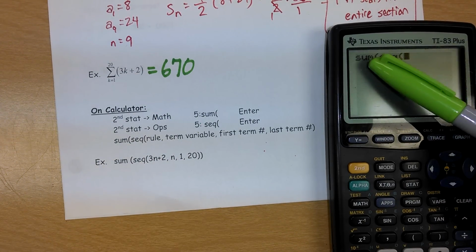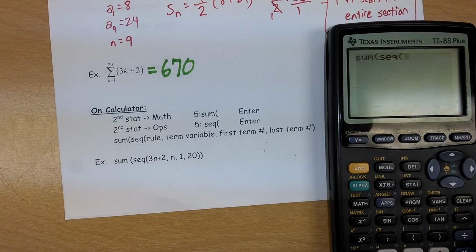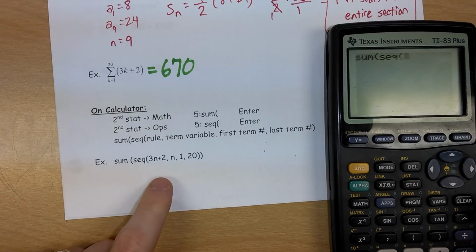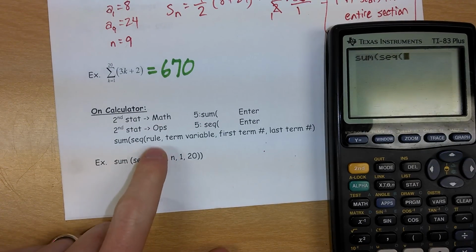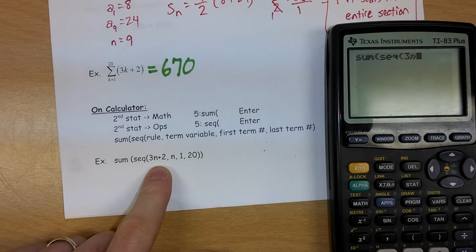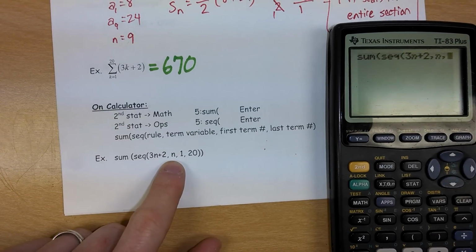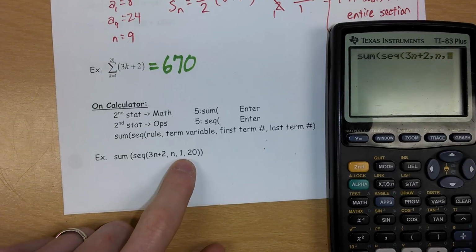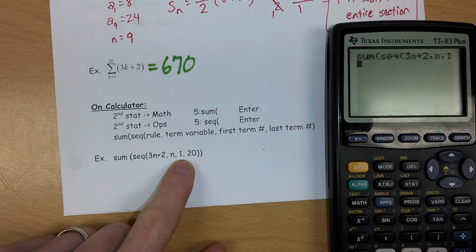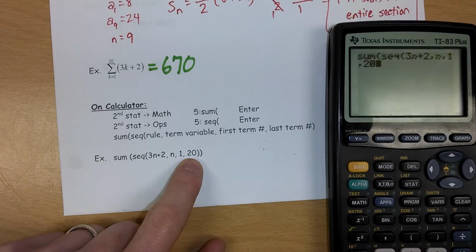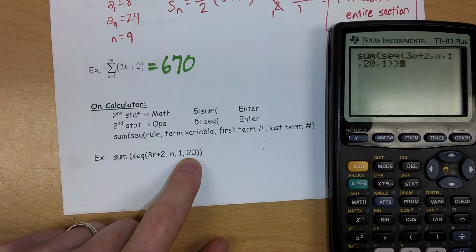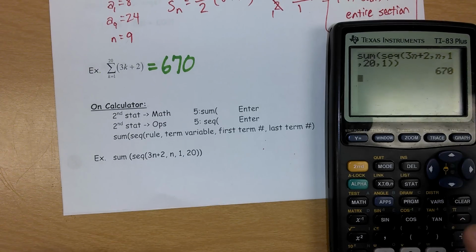Okay, so again, we're going to sum a sequence. It kind of makes sense when we think about what we're telling our calculator to do. We're going to put in our function rule first, again the explicit rule, 3n plus 2. We're going to put in what our variable is. That's n. Each of these separated by commas. Our first term number, our last term number, and we can tell it to step by ones, although it understands if we don't put a number in there. Okay, and we get the same thing, 670.